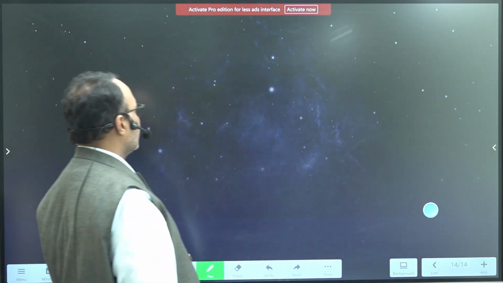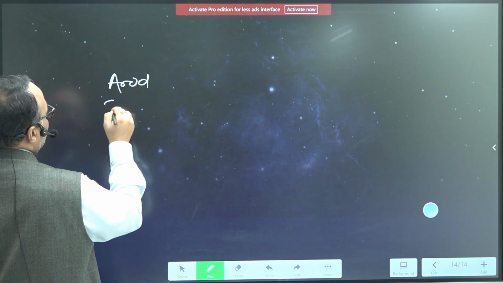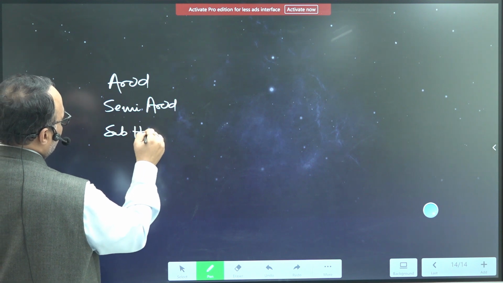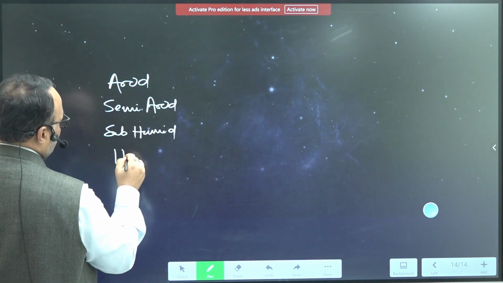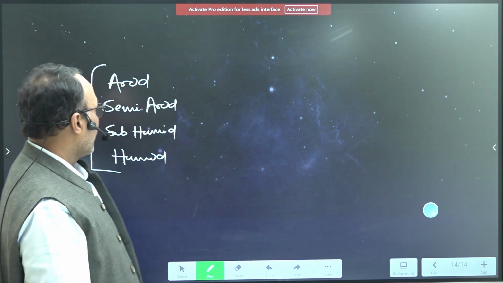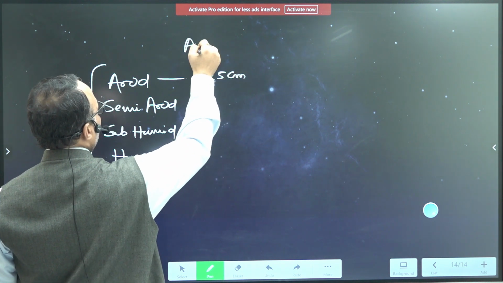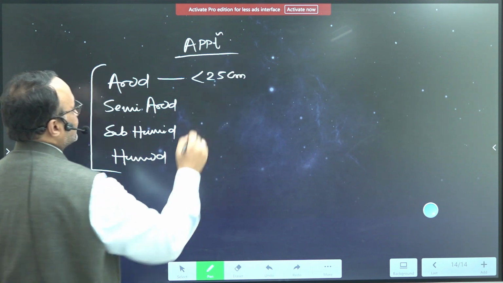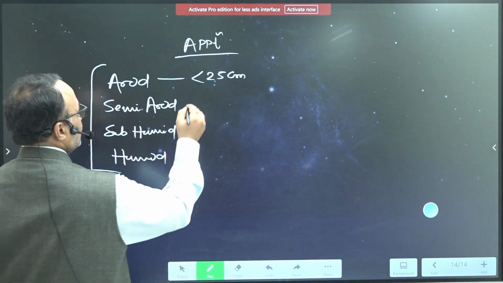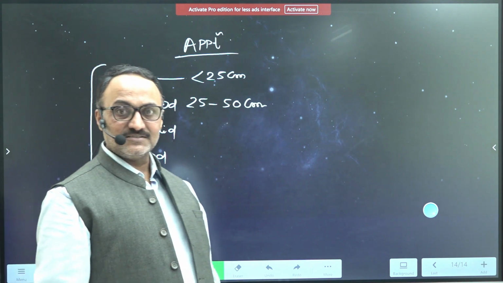Now, try to understand the concept of arid, semi-arid, subhumid, and humid. So these are the 4 geographical provinces on the basis of annual precipitation. So if rainfall is less than 25 centimeter annual precipitation, then the area will be called arid. If it exists between 25 to 50 centimeter, then we call it semi-arid region.